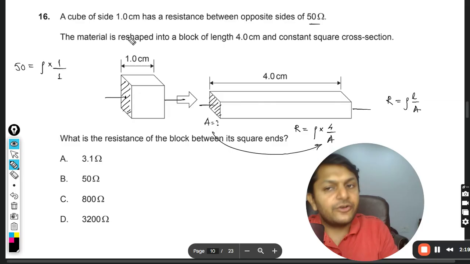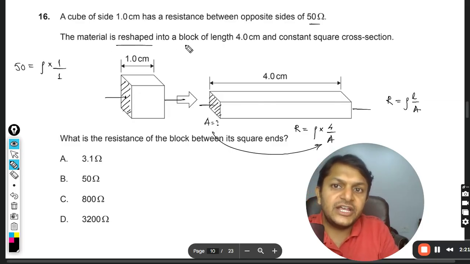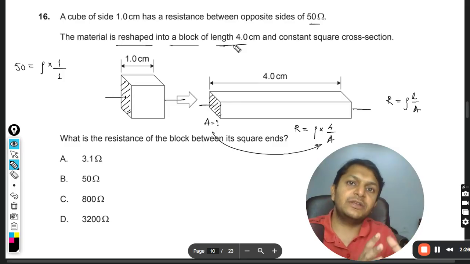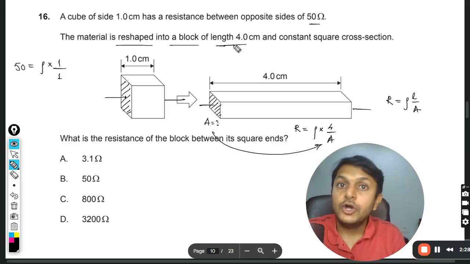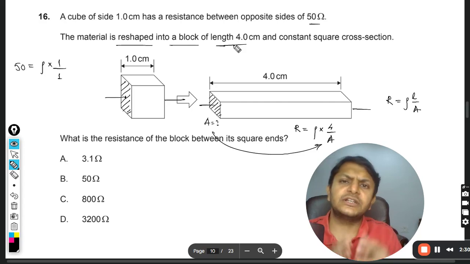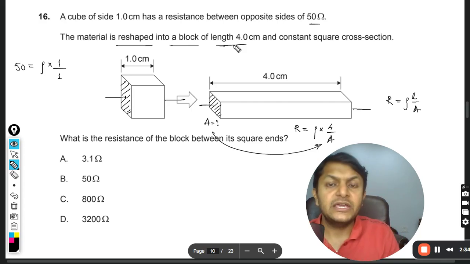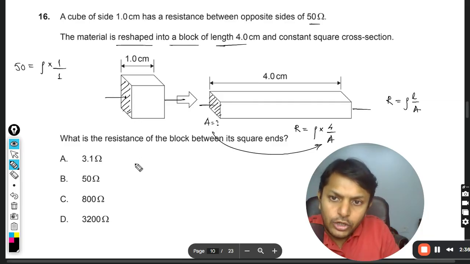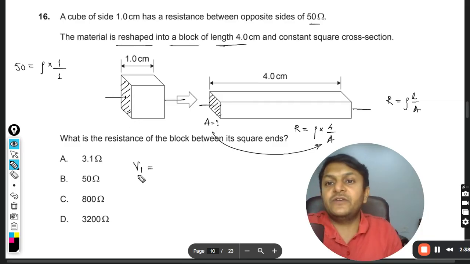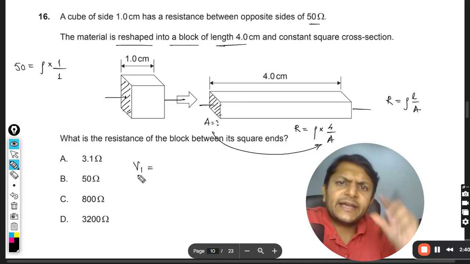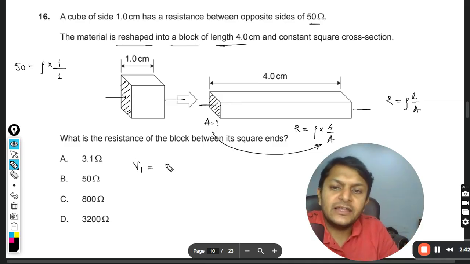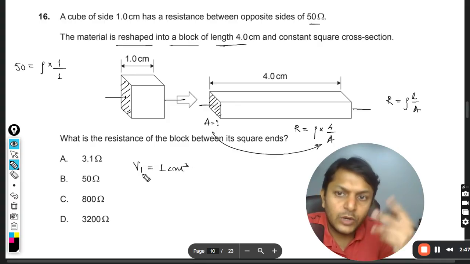Now read the question again. The material is reshaped into a block of length 4 centimeter. It is reshaped, which means that the volume of the material will be kept constant, because the density remains the same and the mass remains the same. So the volume will also be the same. The volume in the first case, because it is a cube, will be the length cubed, so 1 centimeter cubed, 1 into 1 into 1.